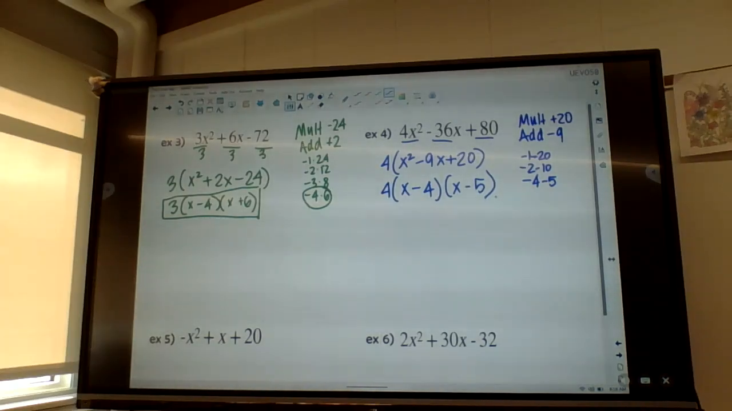But we do want to keep that 4 out in the front, so it is important that you don't just drop that number off that you factored out. Okay?